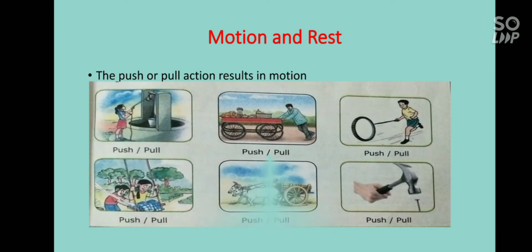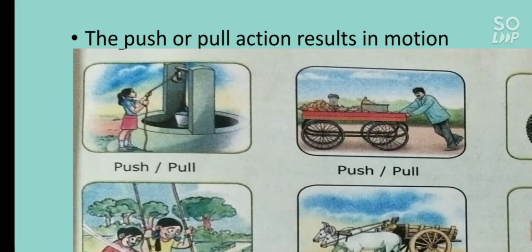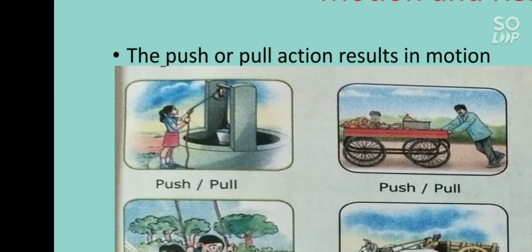So, look at this picture. The first picture, you can see this girl. She is pulling the bucket. She is drawing water from the well and she is pulling. So by doing this action, she is moving the bucket. Here the pull action results in motion.